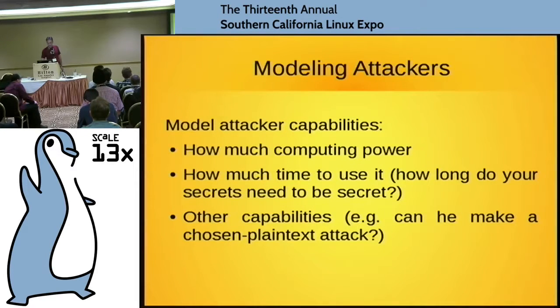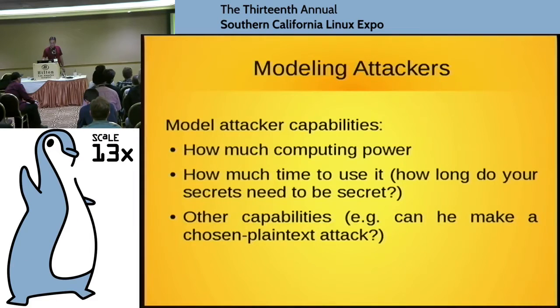All right, so what do we have to provide for a model attacker? Well, we have to say how much computing power he has. We have to say how much time he can use it. So one way to think about that is, how long do my secrets really need to be secret? We're not that concerned with keeping Charlemagne's secrets secret anymore, although I'm sure they were important to him. So there's a time limit on secrets, and we have to accept that. And any other capabilities that we need.